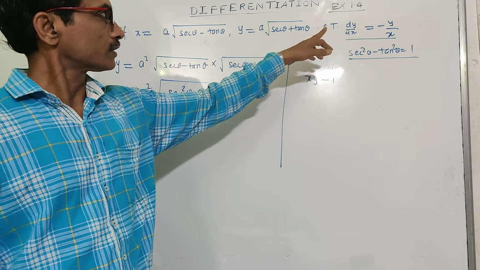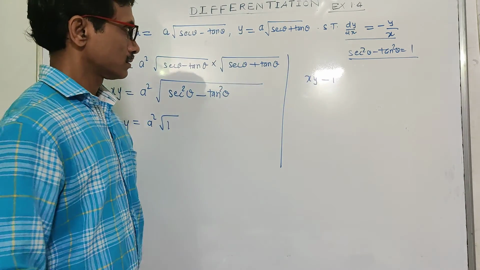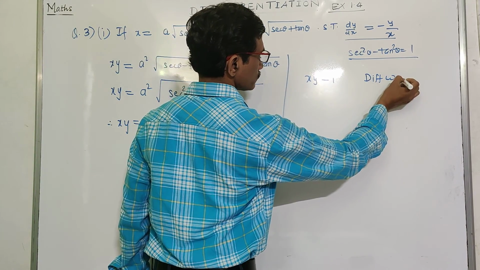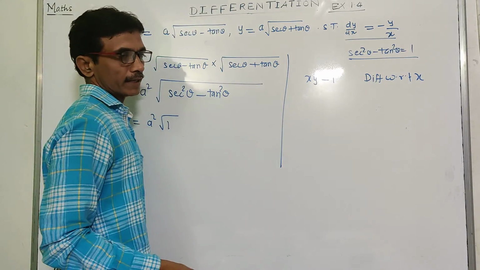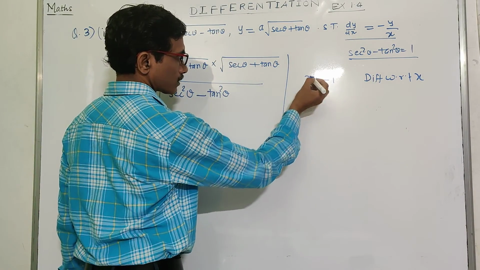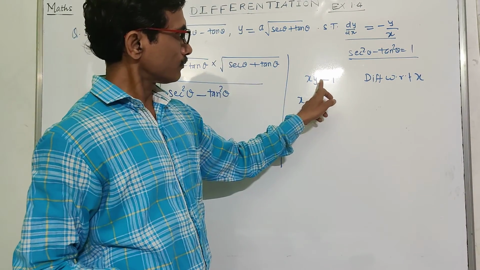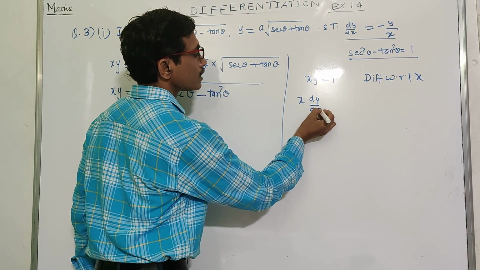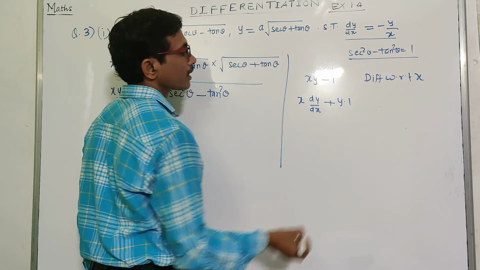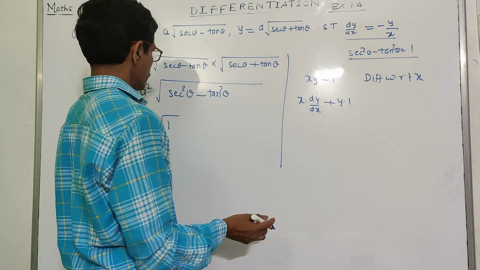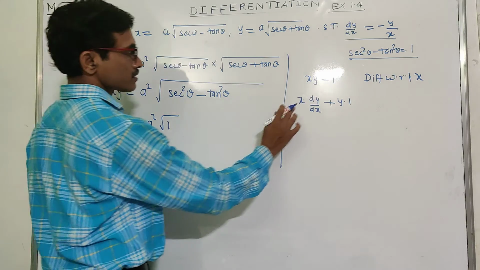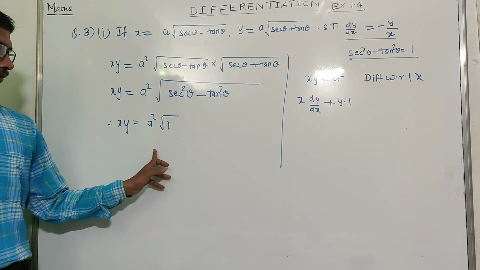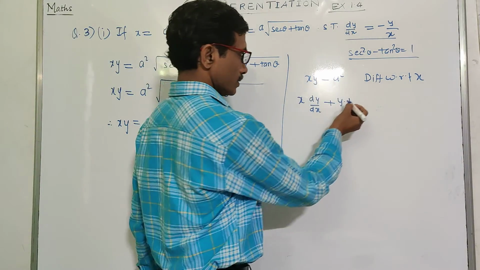Now we differentiate with respect to x. Differentiating with respect to x, using the product rule, u derivative of v plus v derivative of u, we get x dy by dx plus y into the derivative of x, which is 1. The right hand side is a square. So a square is constant, so its derivative will be 0.